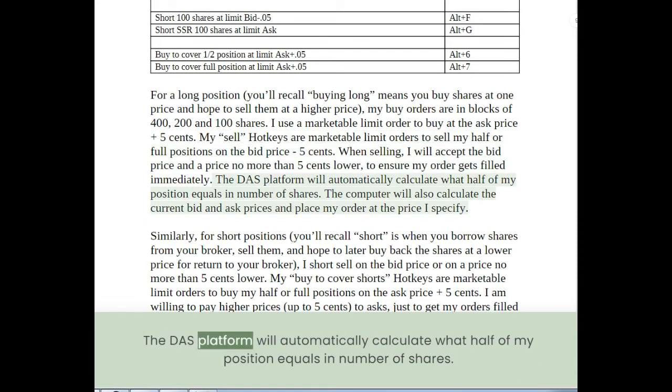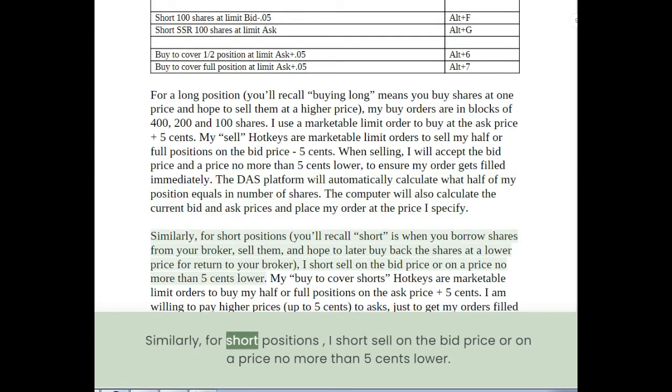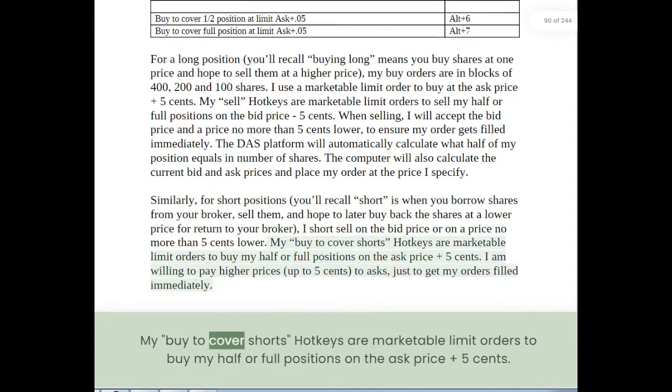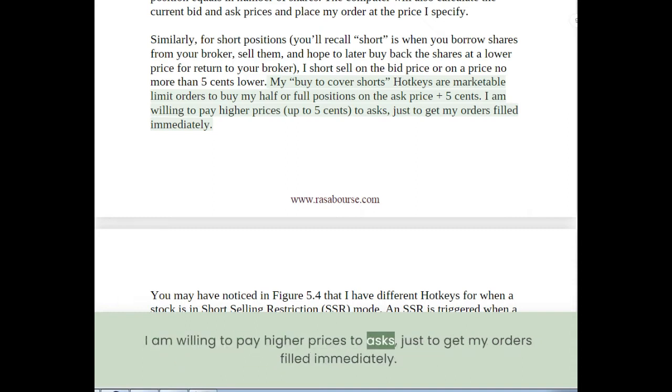The DAS platform will automatically calculate what half of my position equals in number of shares. The computer will also calculate the current bid and ask prices and place my order at the price I specify. Similarly, for short positions, I short sell on the bid price or on a price no more than 5 cents lower. My buy to cover shorts hotkeys are marketable limit orders to buy my half or full positions on the ask price plus 5 cents. I am willing to pay higher prices to asks just to get my orders filled immediately.